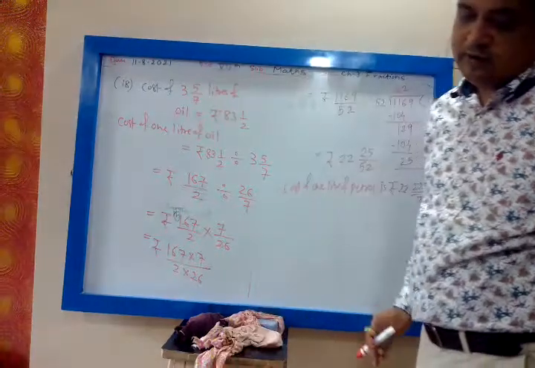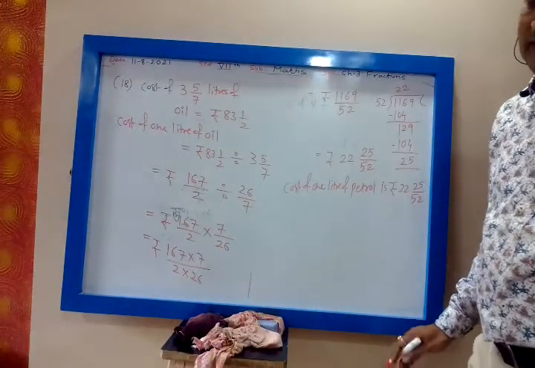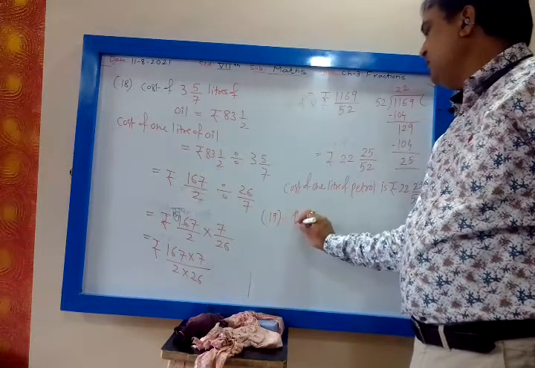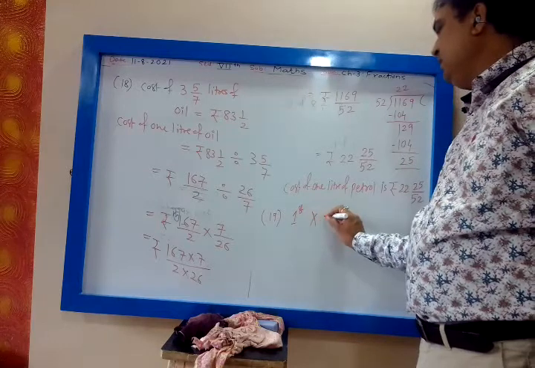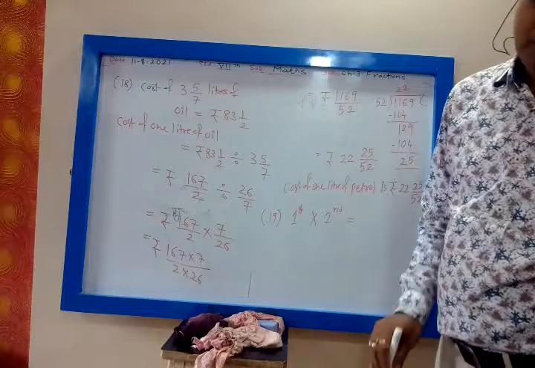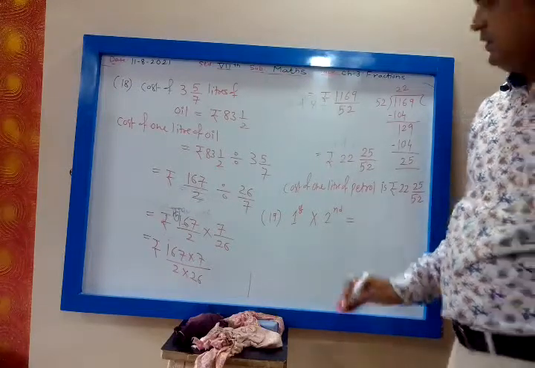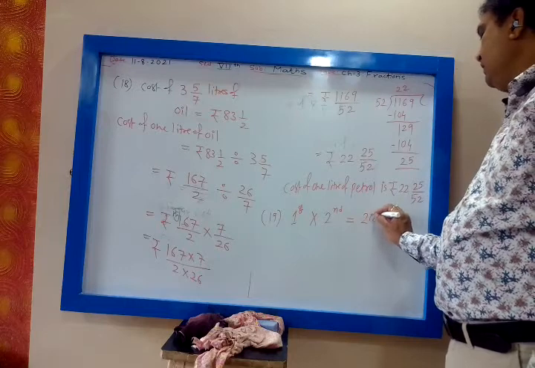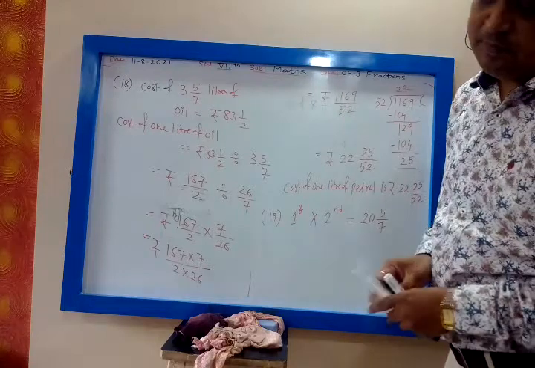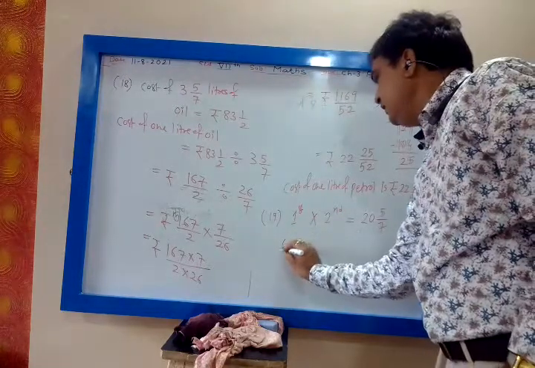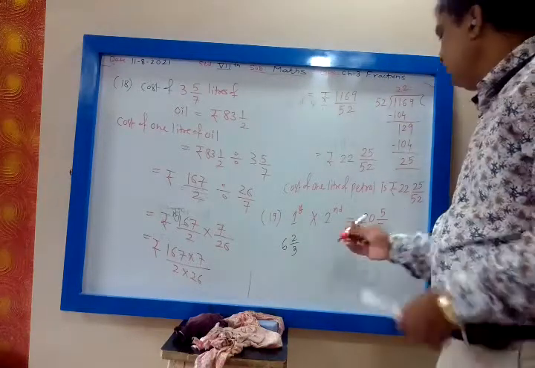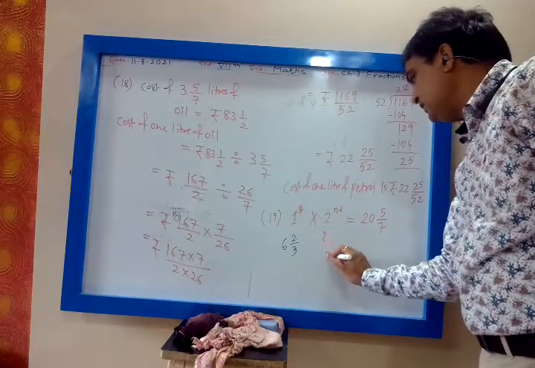Then the product of two numbers is 20 5/7. The product of two numbers means first number into second number. Product means multiplication. Multiplication of these two is given 20 5/7. One of these numbers is 6 2/3. Find the other number. So the other number we have to find. Other number we consider x.